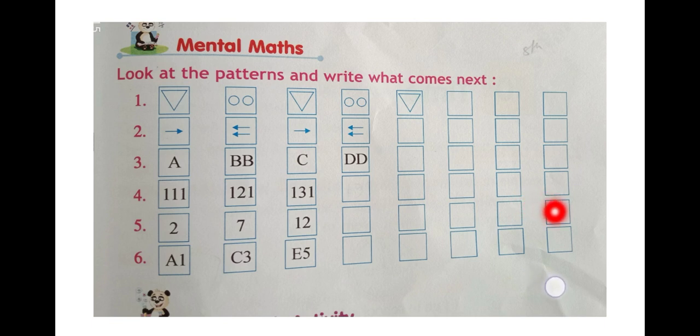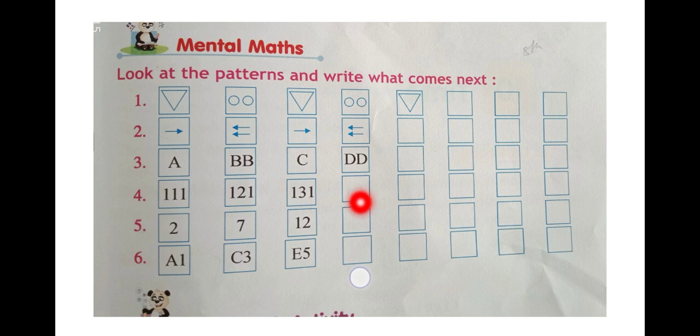181. Alright, children? Okay. If you have any doubt in doing mentally, you may add and see. With this number do 10 plus, you will get this. With this number you do 10 plus, you will get this. Again 10 plus, you will get the next pattern.